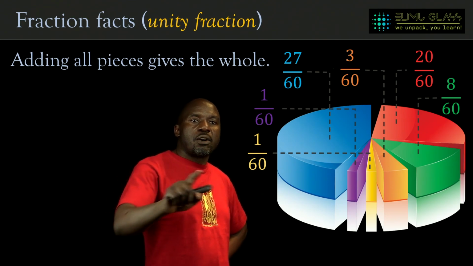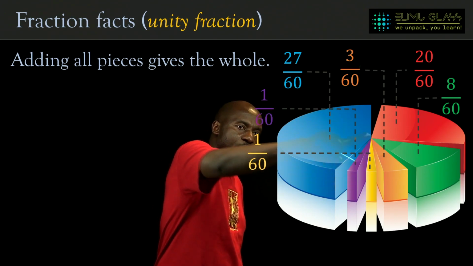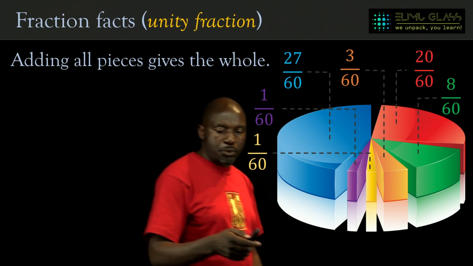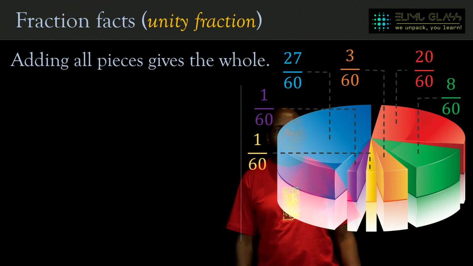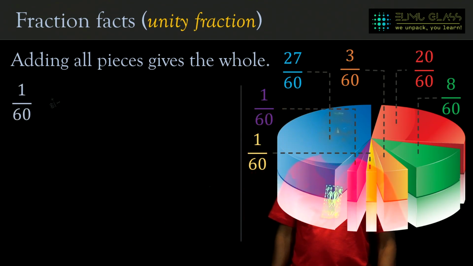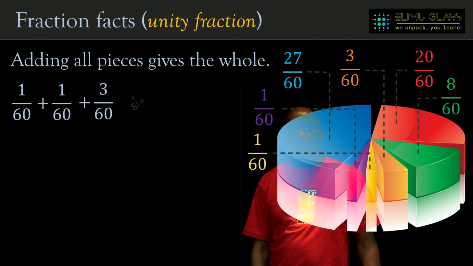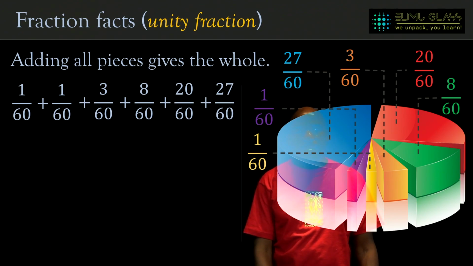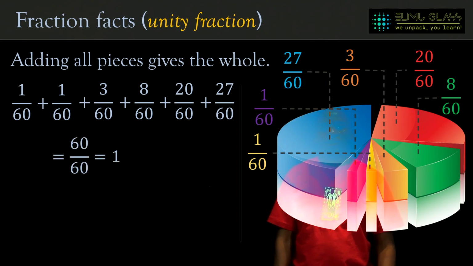So when we add all the parts of that whole pie there, we should be able to get the full, which is to say that if we add 1 over 60 plus 1 over 60 plus 1 over 60, if we add all of them together like that, we should be able to get 60 out of 60, and 60 divided by 60 is the whole, which is 1.